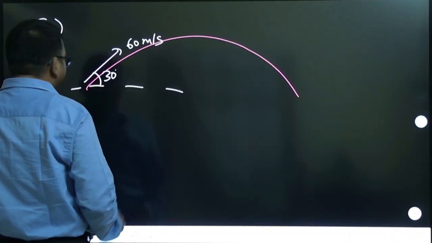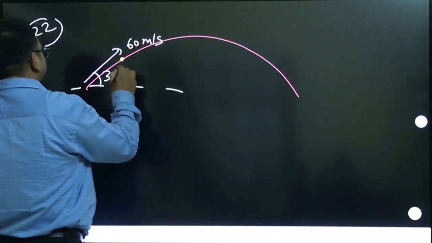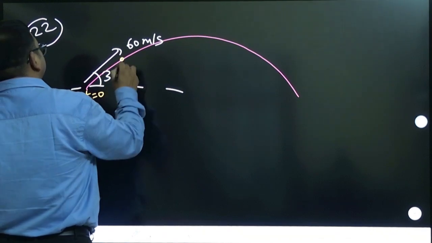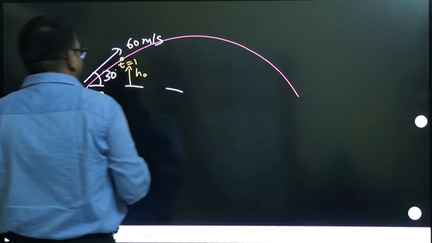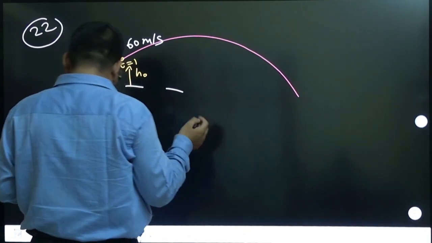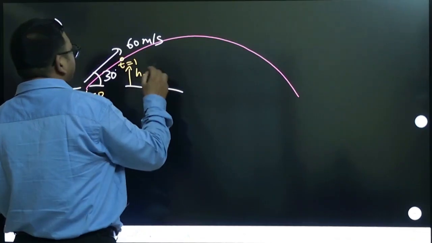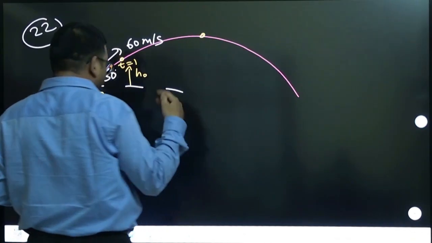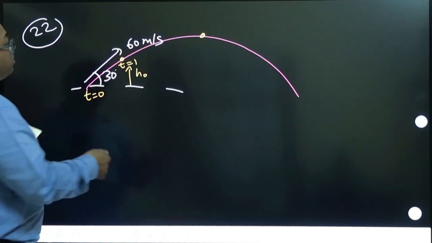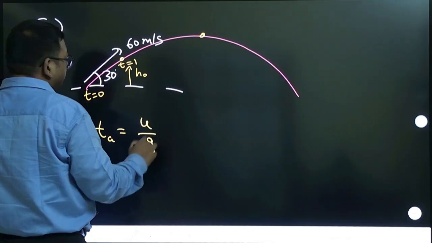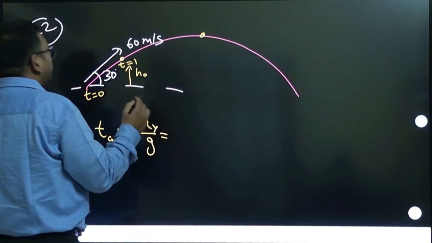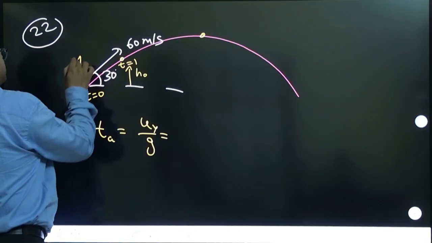Here they are saying that in the first second, from time 0 to time 1, the height traveled is h naught. Then next they are saying the last 2 seconds before it reaches maximum height. So first of all, figure out how much time it takes, the time of ascent. Time of ascent is u by g, u in the vertical direction.